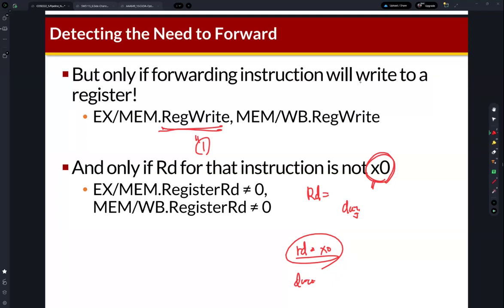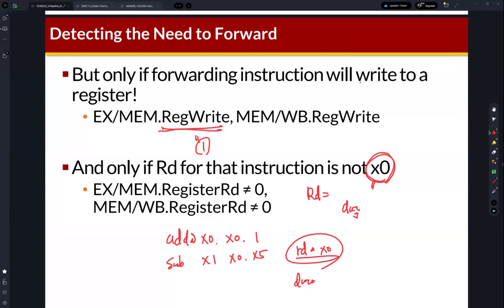Right. So in this case, we need to avoid the data forwarding. For example, add x0, x0, 1, and then sub x1, x0 and x5, for example.